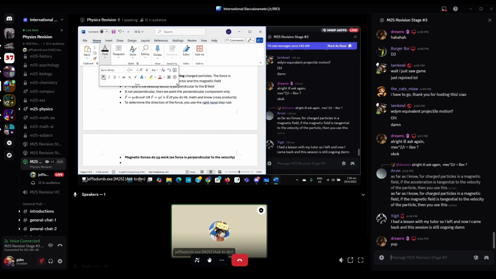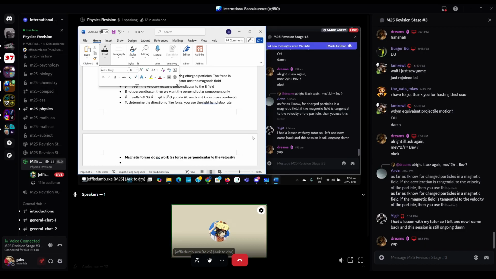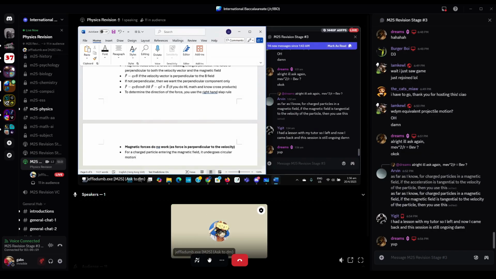And so when you have a force perpendicular to velocity, then as Dreams said, a charged particle entering the magnetic field undergoes circular motion. You're correct in saying that. If v is perpendicular to B, then we can equate the centripetal force mv squared over r to QvB, which then gives us r equals mv over QB.